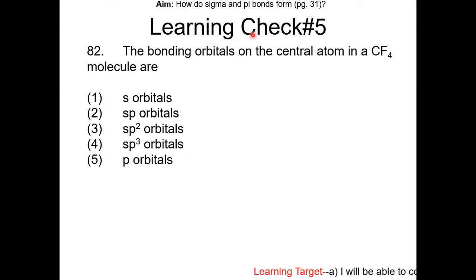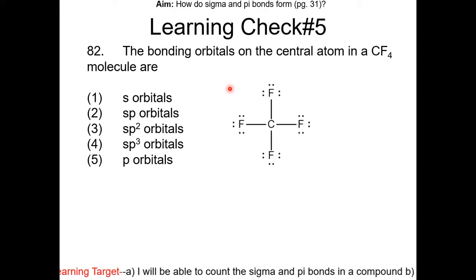Learning check number 5: the bonding orbitals on the central atom in a CF4 molecule are what? Pause the video, resume when completed. CF4 looks like this. Since carbon has 1, 2, 3, 4 electron dense areas, it is sp3.